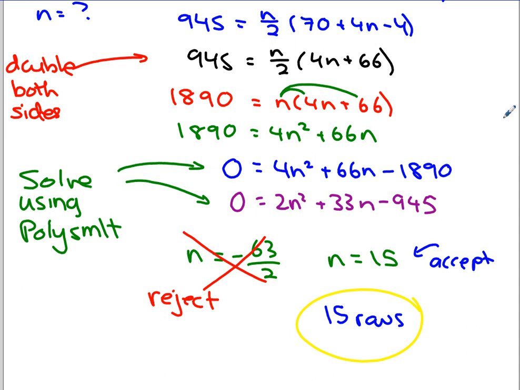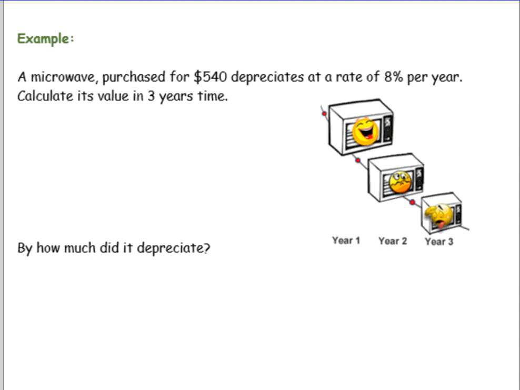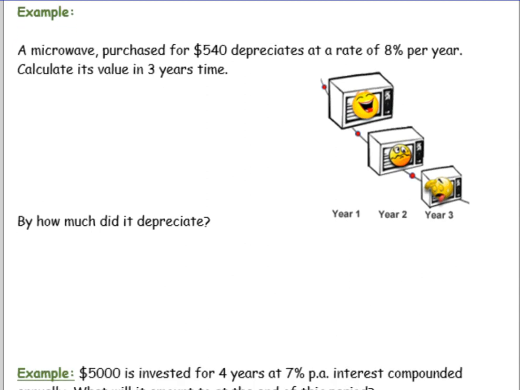Now we're on to some different word problems. Examples. A microwave purchased for $540 depreciates. Do you remember depreciation? What is depreciation? Like, it just loses value. Yeah, exactly. So if it depreciates, you know that it's going down in value. That's important to know.